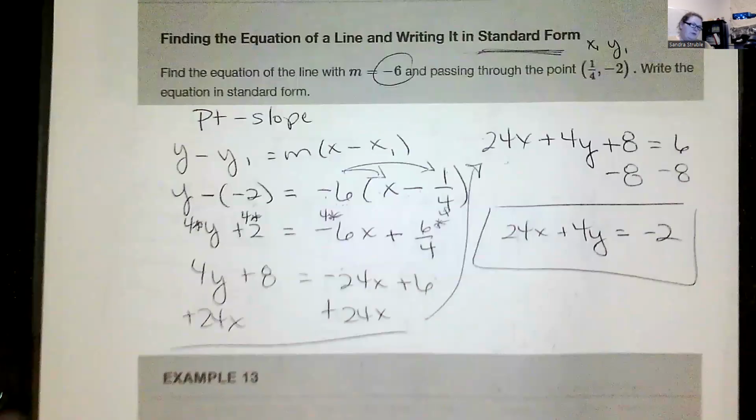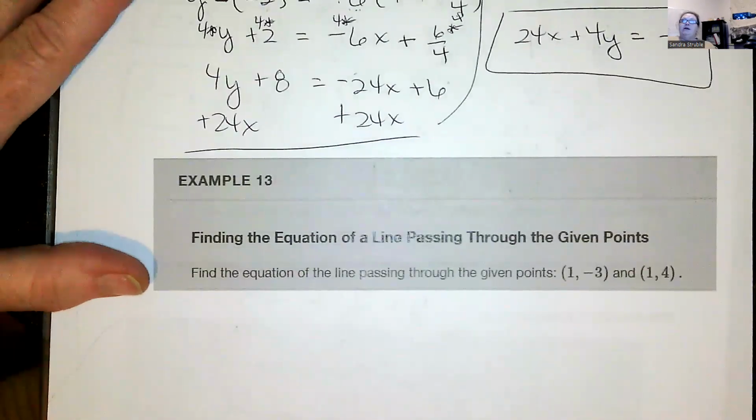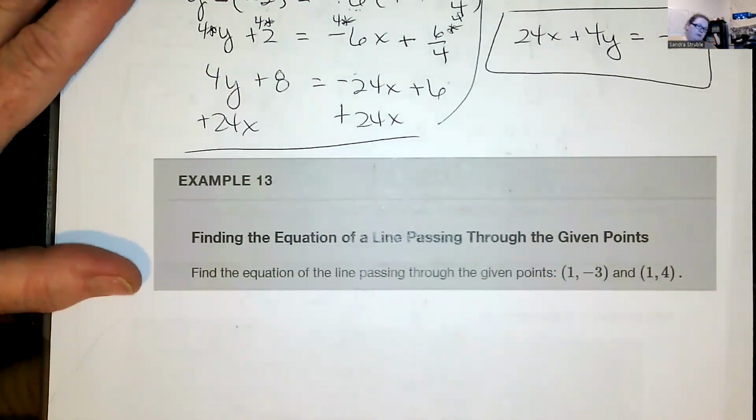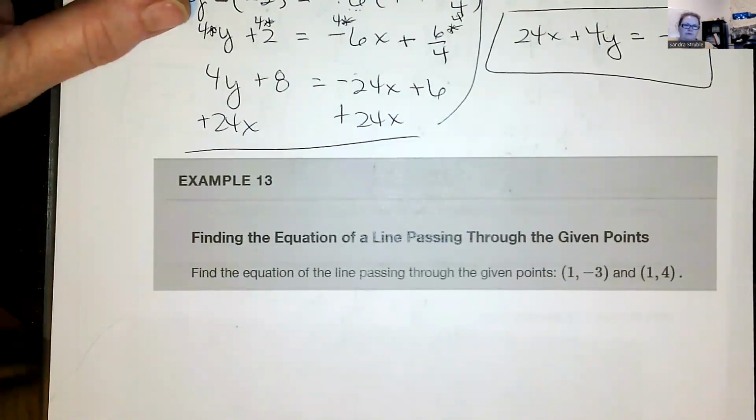Alrighty, let's move to number 13. Finding the equation of, I did not do this one in class. Find the equation of a line passing through the given points. Okay, so this one we have 2 points. So if you're given 2 points and they're asking for a line, you're going to have to find the slope first and then put it in the point slope formula.